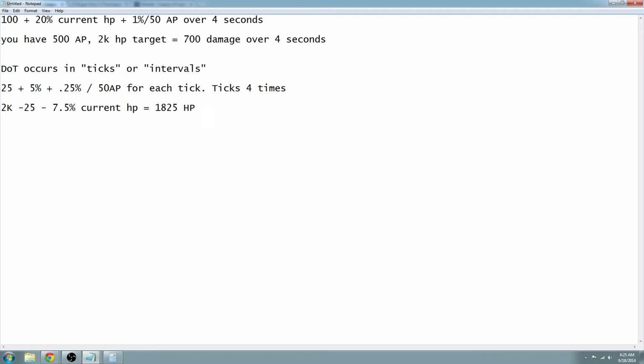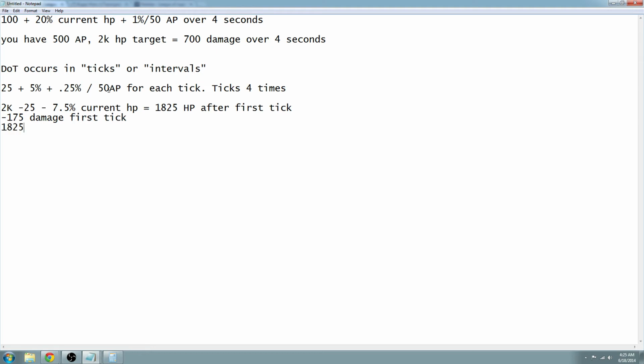So that's after the first tick. You're going to say, okay, if that keeps happening, you're losing 175 health each tick. That means it's going to add up to 700. This is where it gets incorrect, and hopefully you're starting to notice this. So that's minus 175 damage on the first tick.